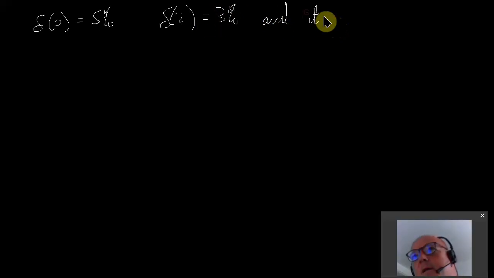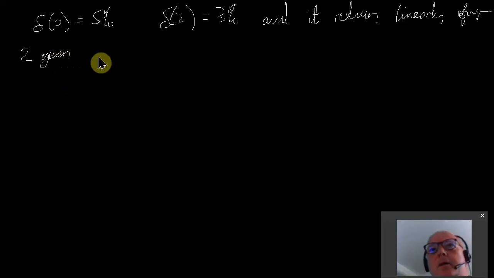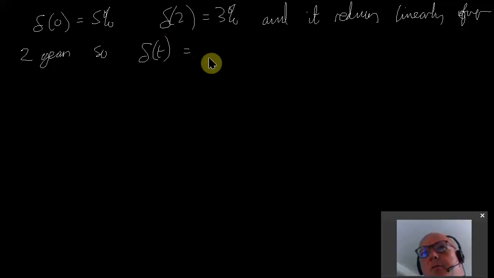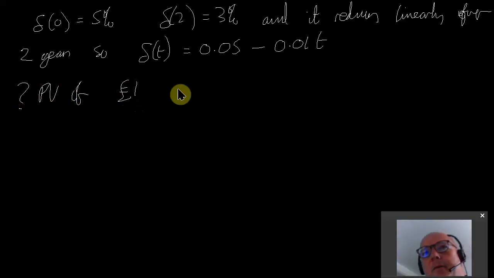And it reduces linearly over 2 years. So delta at time t is equal to 0.05 minus 0.01t. So question, what is the present value of £1 at time t equals 2?